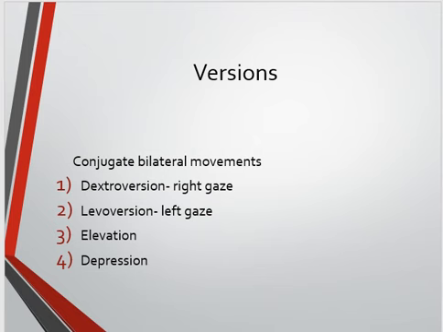What are versions? Versions are conjugate bilateral movements, that is, the two eyes moving together in a particular direction. For example, dextroversion. Dextro means right. So when the person is looking to the right side, the right eye and the left eye move towards the right side, that is dextroversion. Levoversion means both the eyes are looking to the left side. Elevation means both the eyes are looking up. Depression means both the eyes are looking down.